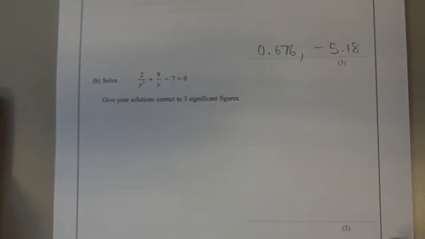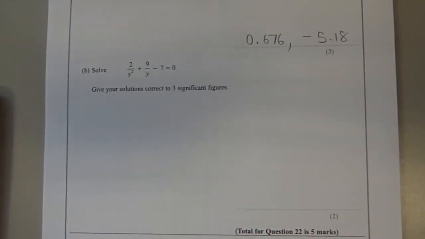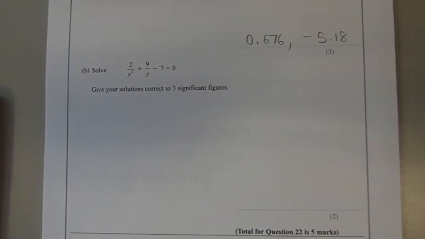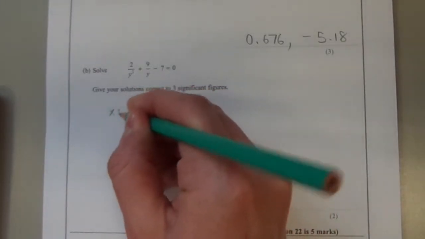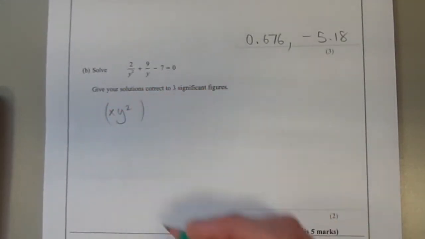Part B. Solve this equation. It kind of looks a bit like a quadratic equation which we've had in part A, because we've got y squared terms and we've got y terms, and we've got a number on the end, but the problem is the terms are on the denominator. There are several ways of solving this. I think the easiest way is to multiply through the whole equation by y squared.